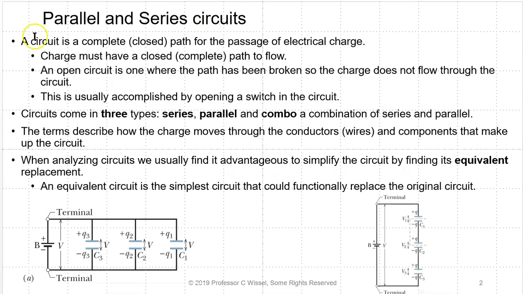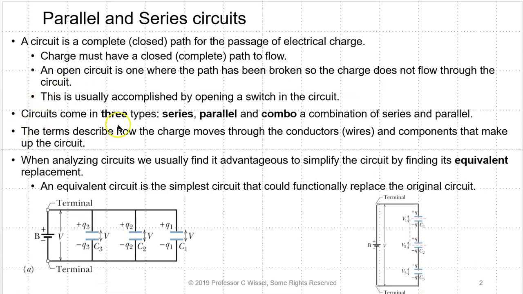Parallel and series circuits. A circuit is a complete closed path for the passage of electrical charge. Charge must have a complete closed path to flow. An open circuit is one where the path has been broken, so the charge does not flow through the circuit. This is usually accomplished by opening a switch in the circuit or by just disconnecting something.